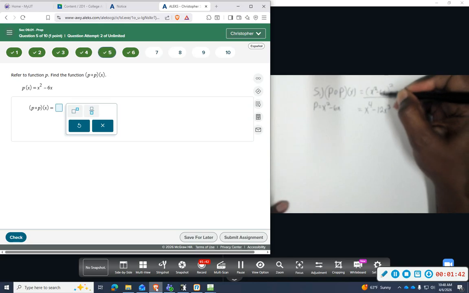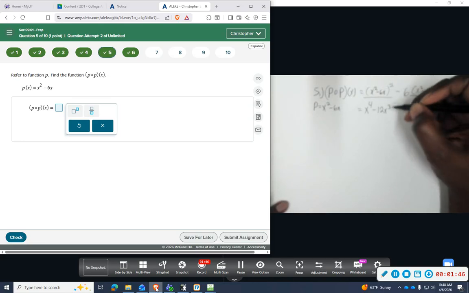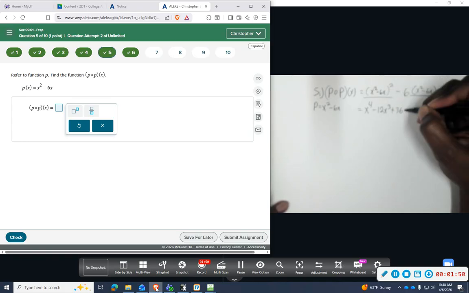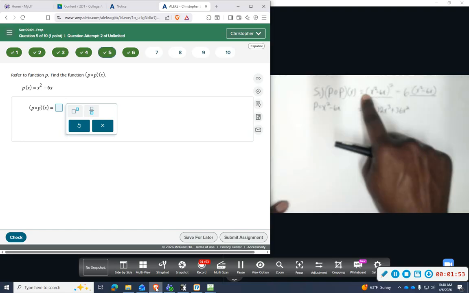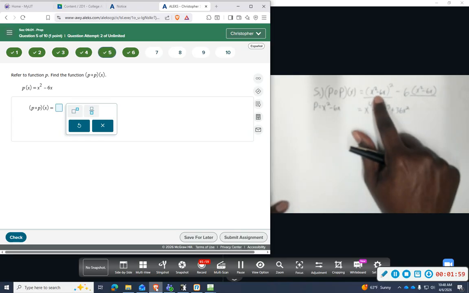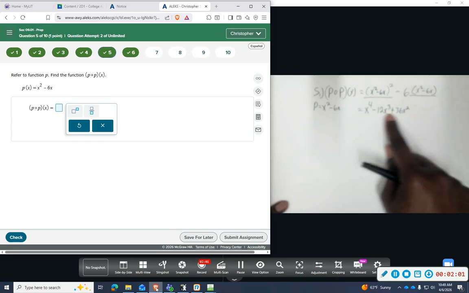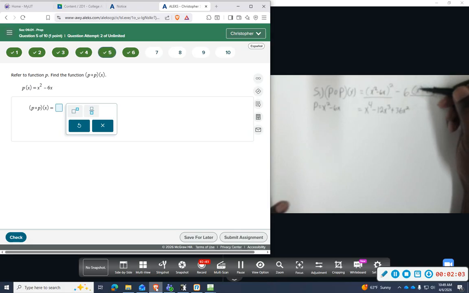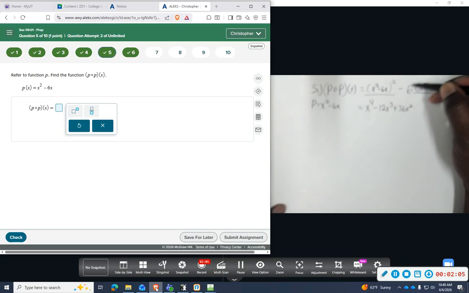And then you square this term. So you got to square both. Squaring the 6, you get 36, which is positive. And then squaring the x will give you x squared. So this is the binomial expansion, or simplified, or distributed. Now we're going to distribute a negative 6 throughout.